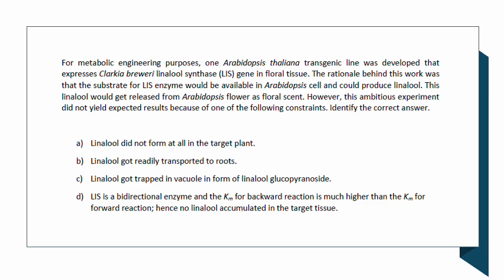Option A, linalool did not form at all in the target plant. Option B, linalool got readily transported to roots. Option C, linalool got trapped in vacuole in the form of linalool glycopyranoside. Option D, LIS is a bidirectional enzyme and the Km for backward reaction is much higher than the Km for forward reaction. Hence, no linalool accumulated in the target tissue.